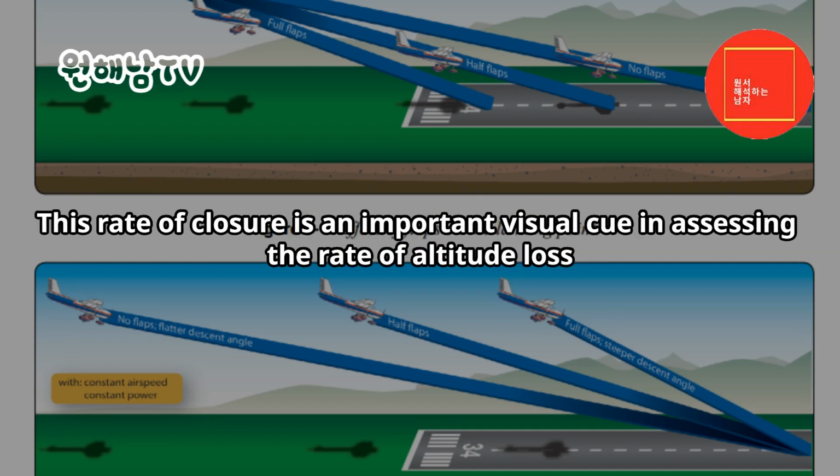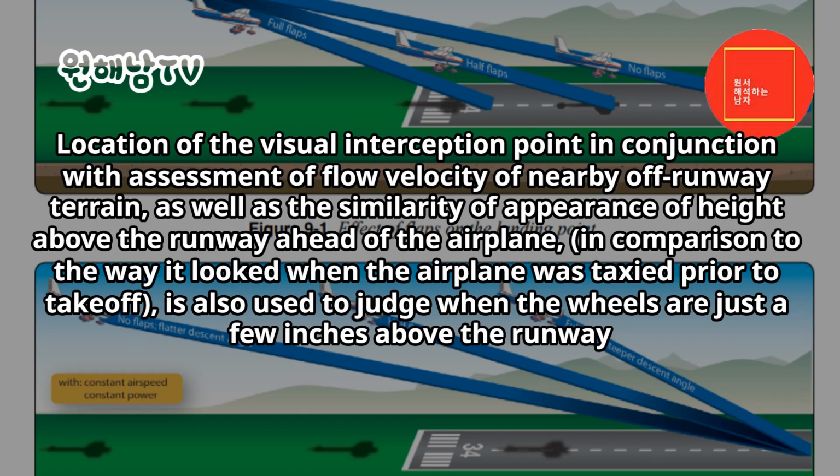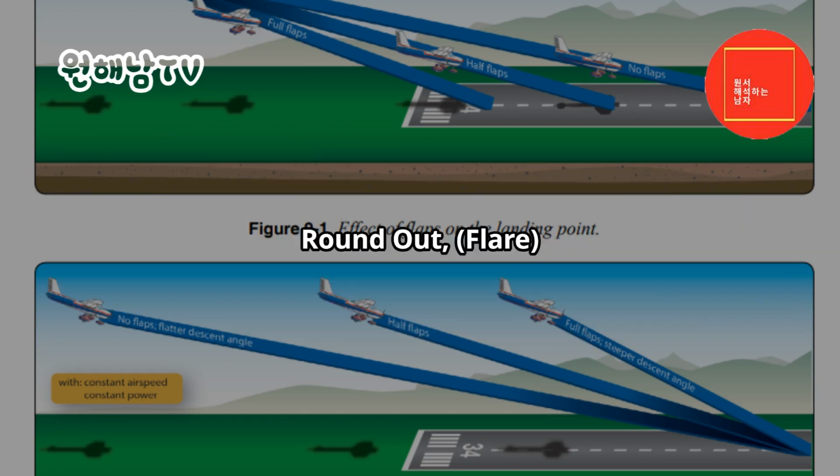This rate of closure is an important visual cue in assessing the rate of altitude loss. Conversely, movement of the visual interception point further down the runway indicates an increase in altitude and means that the pitch angle was increased too rapidly during the flare. Location of the visual interception point in conjunction with assessment of flow velocity of nearby off-runway terrain, as well as the similarity of appearance of height above the runway ahead of the airplane, in comparison to the way it looked when the airplane was taxied prior to takeoff, is also used to judge when the wheels are just a few inches above the runway.